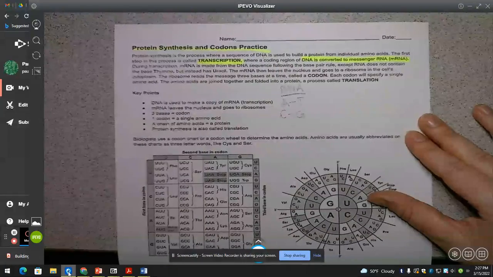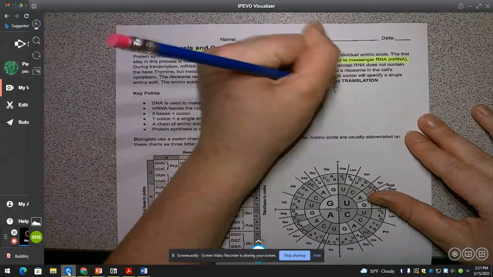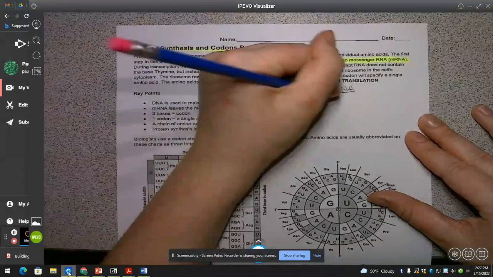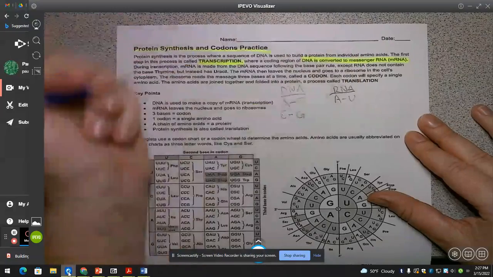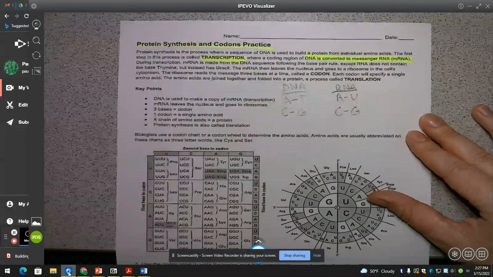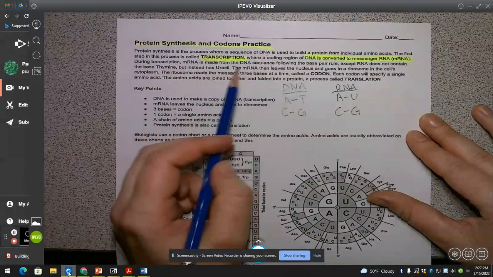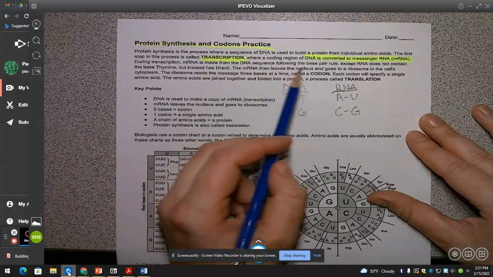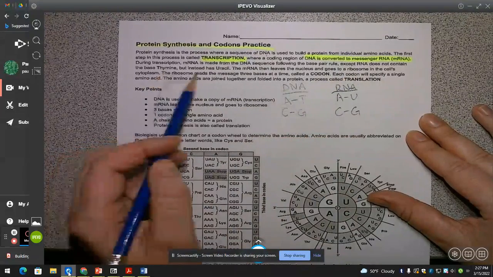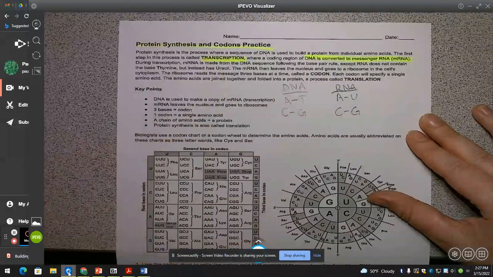But with RNA, it's a little different. So with RNA, we have a new base pair, uracil, which is going to be U. So A and U are going to go together. And then C and G are still constant. All right. And that's what this is saying here. The DNA sequence followed the base pair rule, except RNA does not contain thymine, but instead uracil.